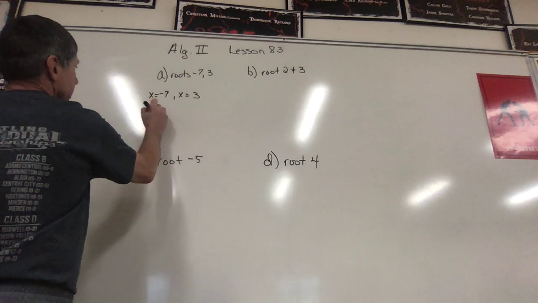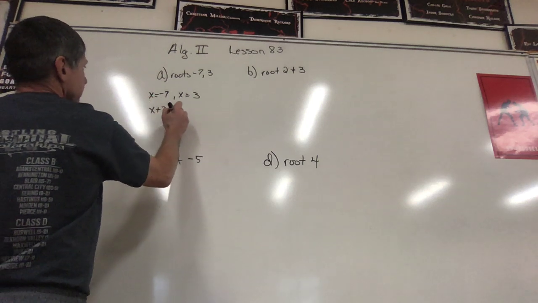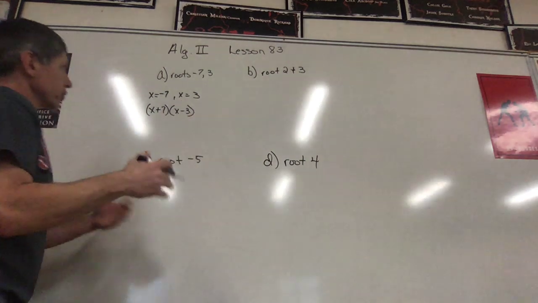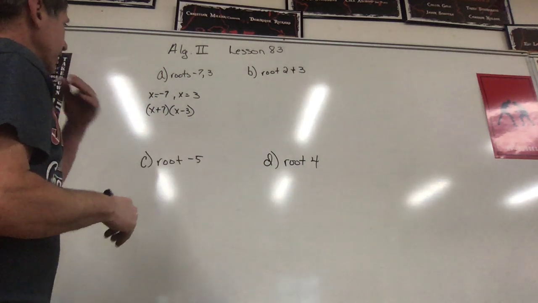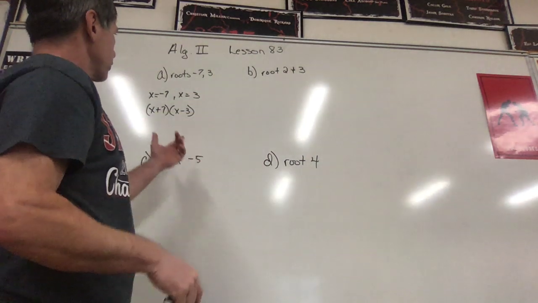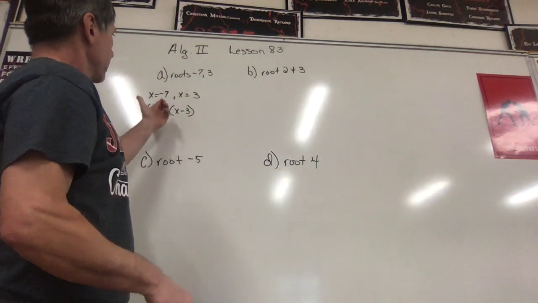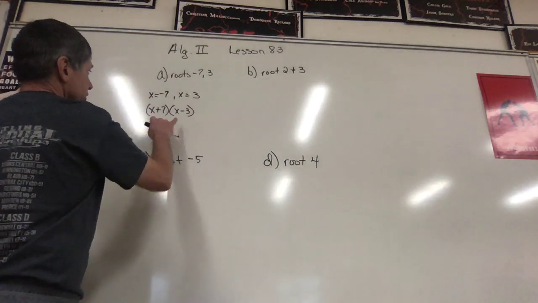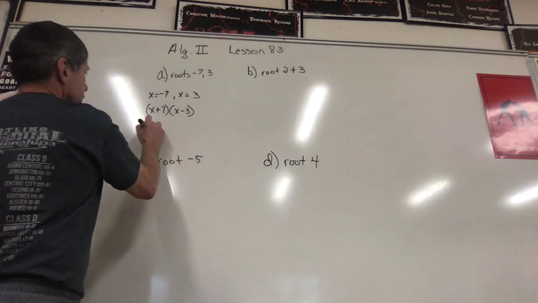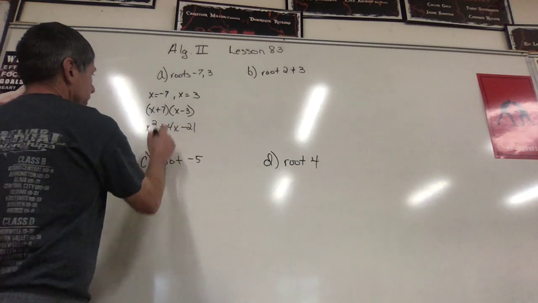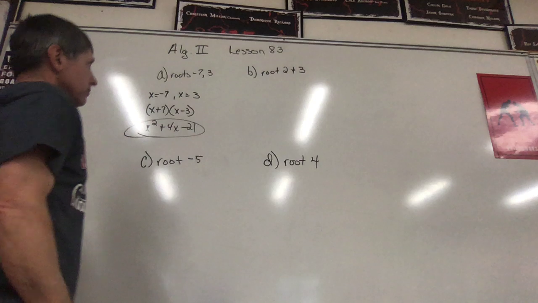Add this over to this side, so I have x plus 7 times x minus 3. So we're doing exactly the opposite. Usually we start with the quadratic equation, factor it, and figure out what the roots are. Well, they're giving us the roots, so we've got to work the other way. So that's why I added this over, subtracted this over. Now I have to FOIL this, so I get x squared plus 4x minus 21. That's my quadratic equation. Okay.